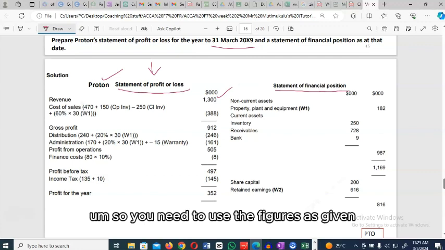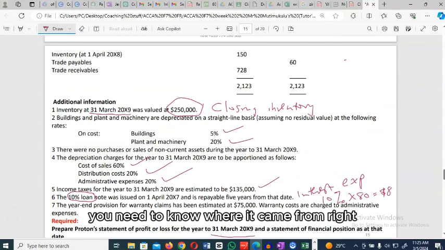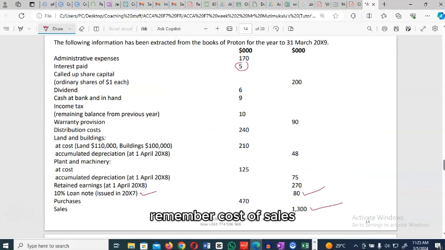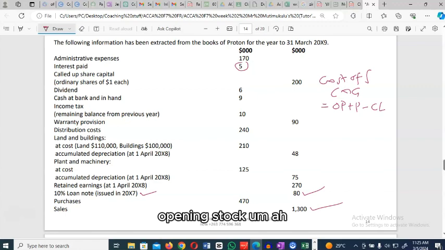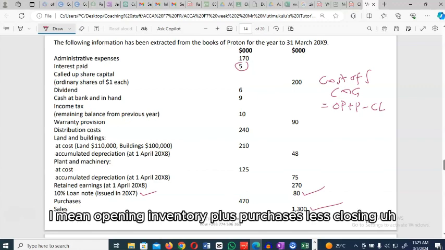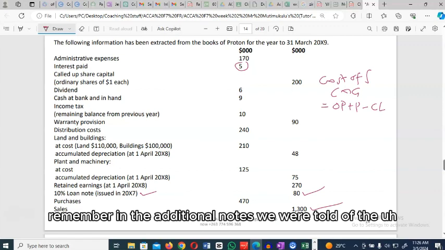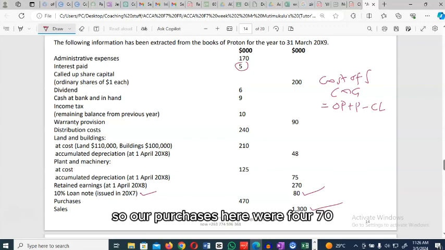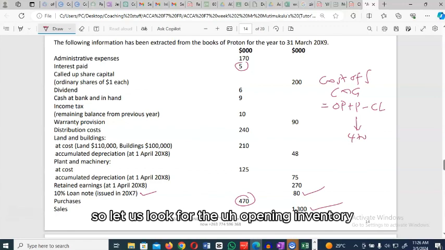So you need to use the figures as given, like for example 470, and the 470, ladies and gentlemen, you need to know where it came from. Remember, cost of sales, or COGS, is given by opening stock plus purchases less closing stock. Opening inventory plus purchases less closing inventory. Our opening inventory has to be found from the information given. Remember, in the additional notes, we were told of the closing inventory. So our purchases here were 470. This is the 470 we saw there. So let us look for the opening inventory.